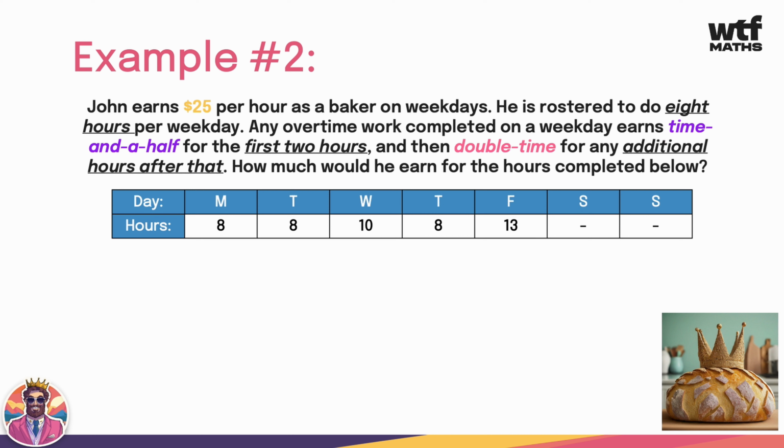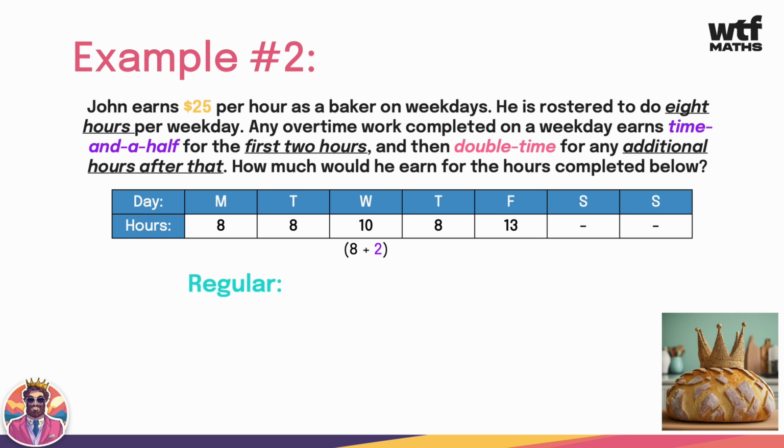Now the first thing I'd like to do is work out how many normal hours he worked. So if we look at his normal hours, he's rostered 8 hours per day, we can see that on Wednesday and Friday he worked more than 8 hours, so he's going to get overtime on those days. If we look at Wednesday, we can see that he worked 8 regular hours plus 2 hours extra. Now those first 2 hours will be at time and a half.